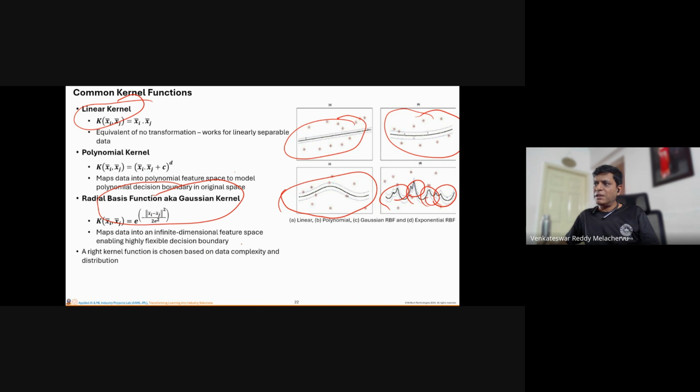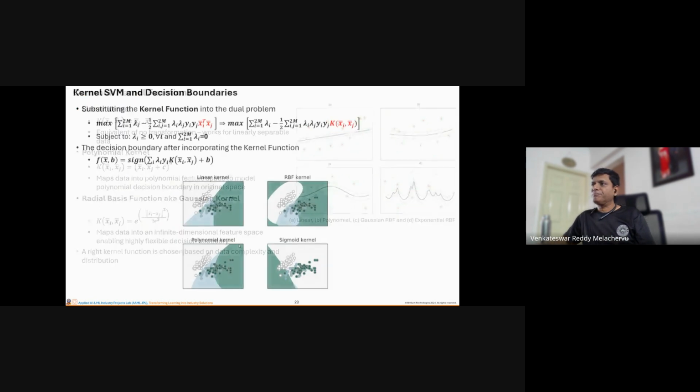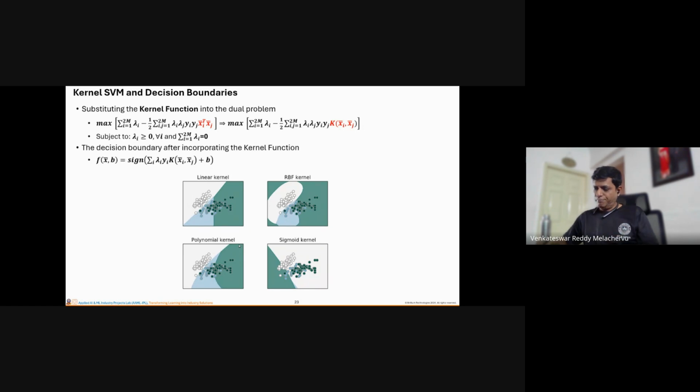So how do you choose the kernel function? It depends on the complexity of the data. You have to do some sort of visual exploration of the data, and then choose a particular non-linear or kernel function. These are visual representations of decision boundaries: linear, which is straightforward. Here the separation is non-linear and more bell-shaped. Then the polynomial curve. And the other one is sigmoid, like an S. Just for you to get some idea.